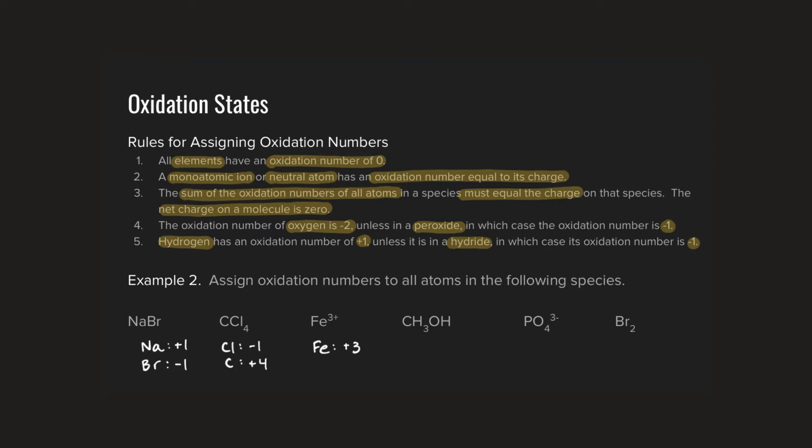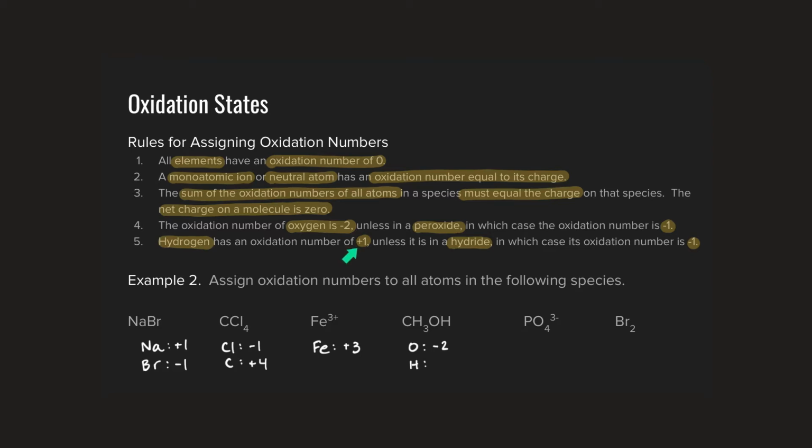Moving on to our next one here. This one right here, CH3OH, is an organic molecule we refer to as methanol. Methanol here, another covalently bonded species. So let's go ahead now and assign our oxidation numbers. And starting with rules number 4 and 5 right here is probably going to be the easiest way to go. I know that oxygen is the most electronegative thing here, so I'm going to go ahead and assign it an oxidation number of -2. And likewise, those hydrogens, because this is not a hydride, are going to get an oxidation number of +1.